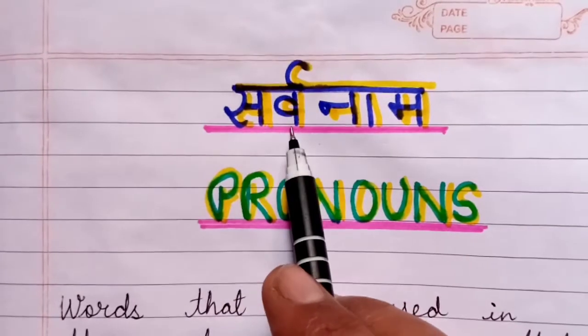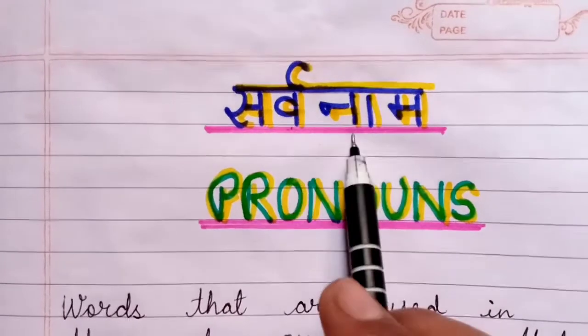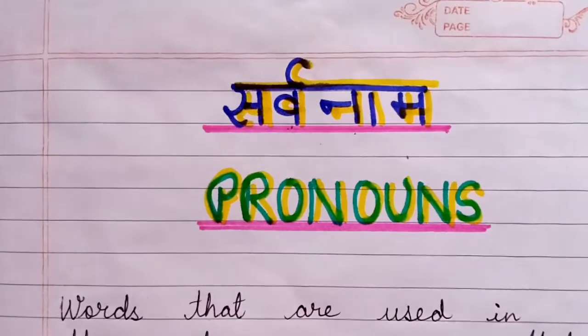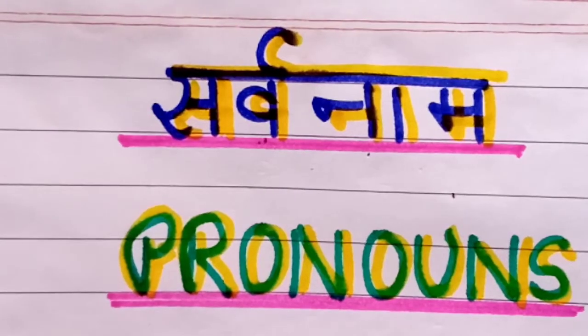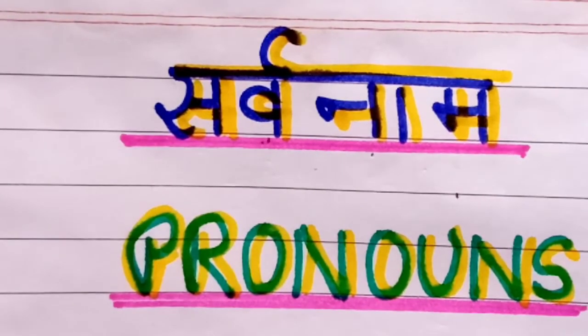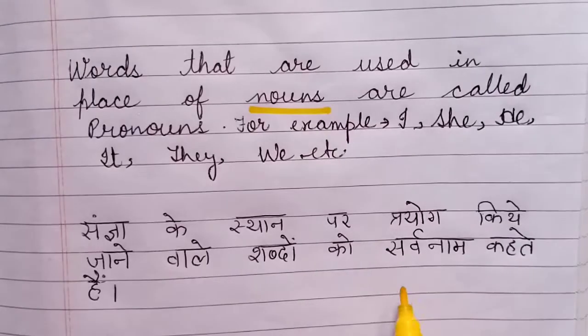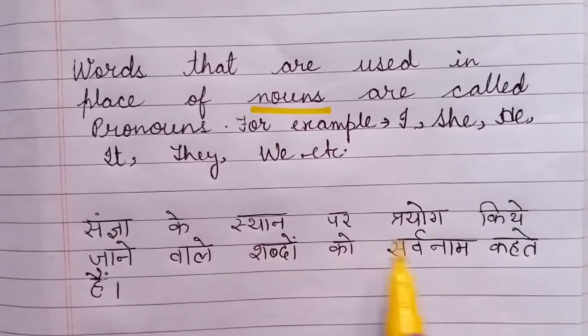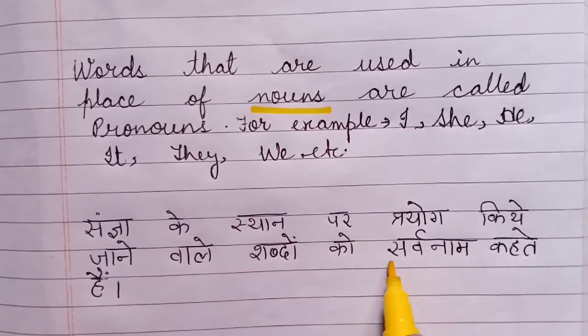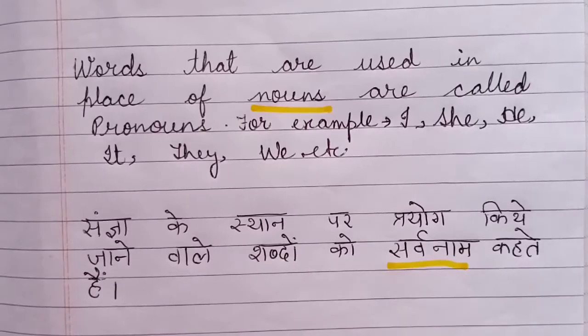Now let's understand in Hindi. Sarvanam. Sarv ka matlab hota hai sabhi ka. Naam, kisi ka bhi naam. Arthat sarvanam sab namon ke badle aane wale shabd hote hain. तो हम इसे कैसे समझेंगे? संज्ञा के स्थान पर प्रयोग किए जाने वाले शब्दों को सर्वनाम कहते हैं.